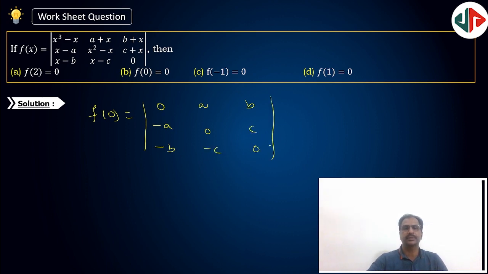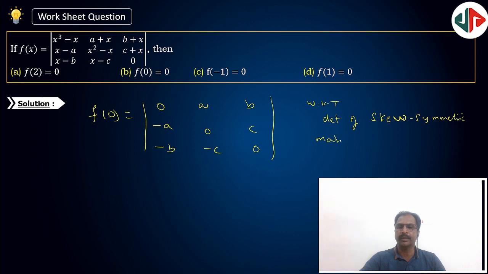Which type of matrix is this? It is a skew symmetric matrix. We know that, this is a very important point, determinant of skew symmetric matrix of odd order is always 0. So this is a skew symmetric matrix of order 3 and hence its determinant will be 0. So f of 0 is equal to 0.